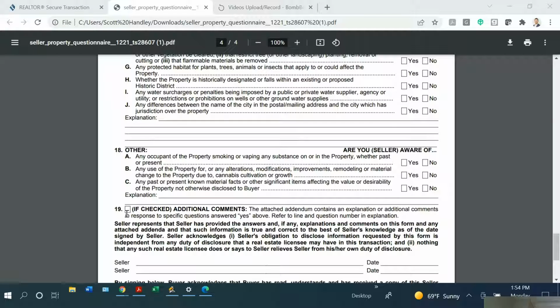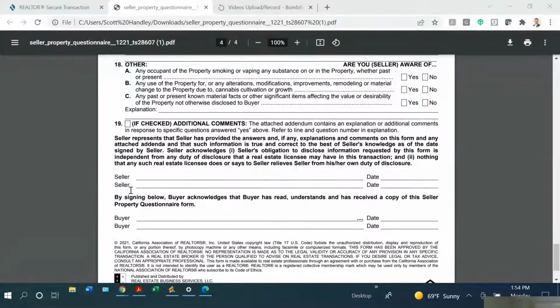It's either an addendum or a TOA, just for when you are explaining the yes portions of it, what they need to know. Okay. And we're down to the bottom of this document here. This is where the seller will sign and the buyer needs to sign. They both need to sign for it to be fully executed.